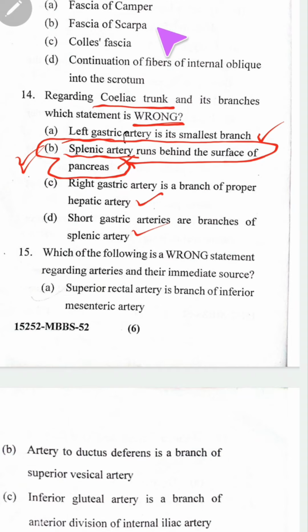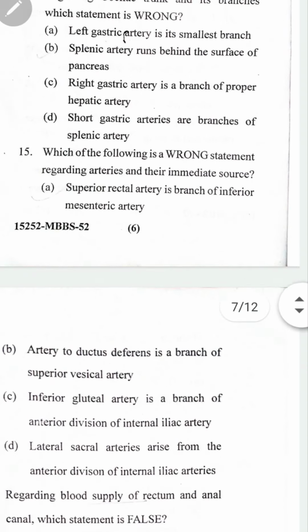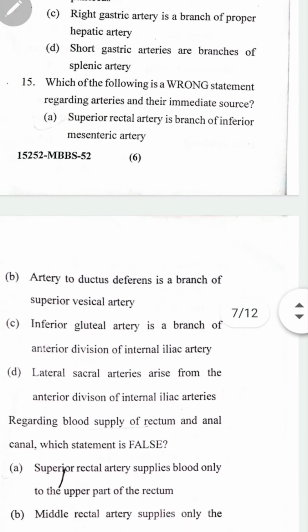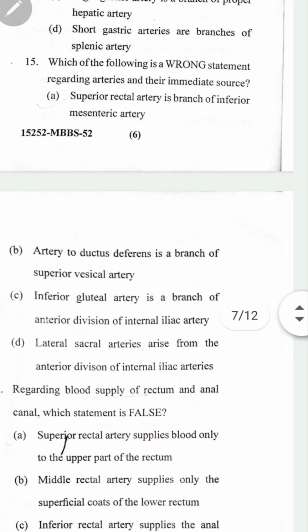Okay. Now 15. Question number 15. Which of the following is a wrong statement regarding the arteries and their immediate source?